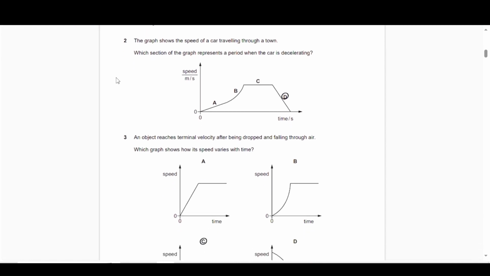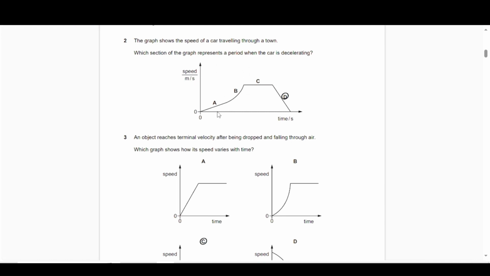So if we do the next one, again, we've got a scenario where we've got a graph and we've got to try and describe what's happening. So which section of the graph represents a period when the car is decelerating, and it's a speed time graph. Sorry for reading that wrong. So you've got A, B, C, D. So there's 4 points on this graph.